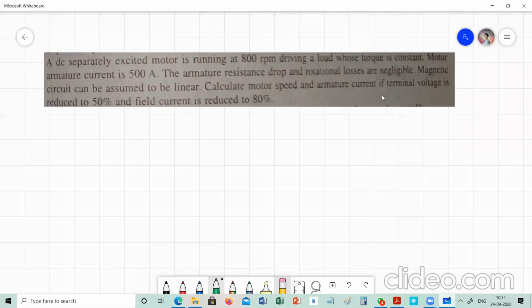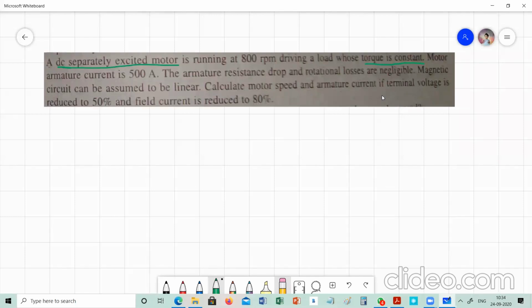The first problem is a DC separately excited motor. It's running at 800 RPM, driving a load whose torque is constant. Motor armature current is 500 ampere. The armature resistance drop and rotational losses are negligible.